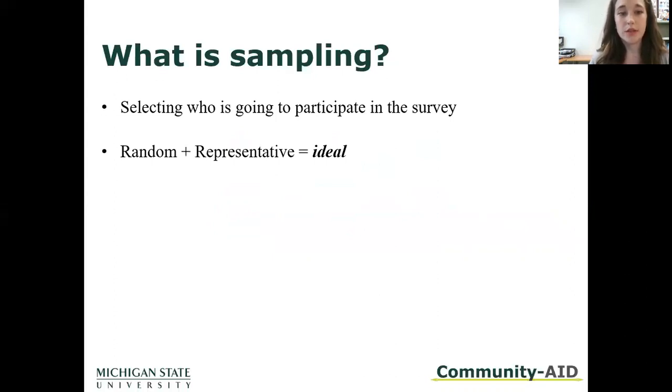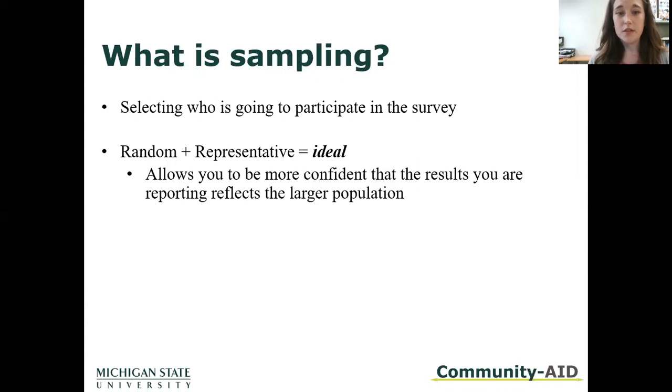too much, but it's important to note that when we're selecting people to participate in a survey, we want random and representative. So a random person out of a pool, and then we want it to be representative of all the people that could participate. And this allows you to really be more confident that the results you are reporting reflect the overall population. So if you select a random representative pool of people at your school, you can really know that the results reflect the larger school population and not just a select group of perspectives. And also this helps to reduce bias in your surveys.